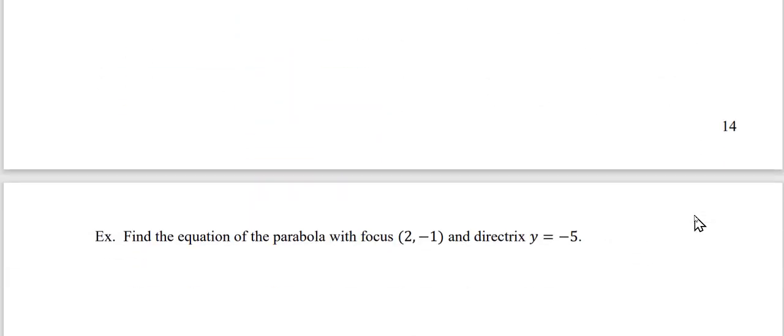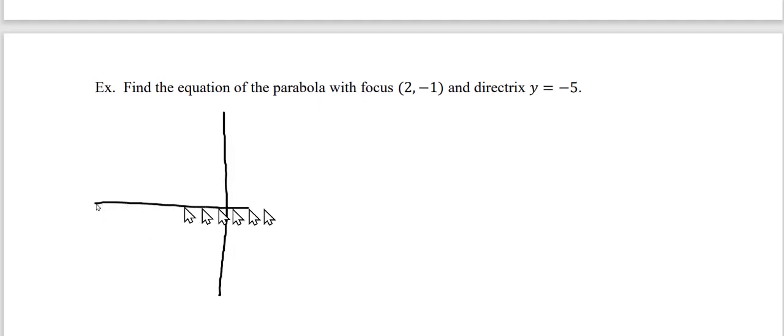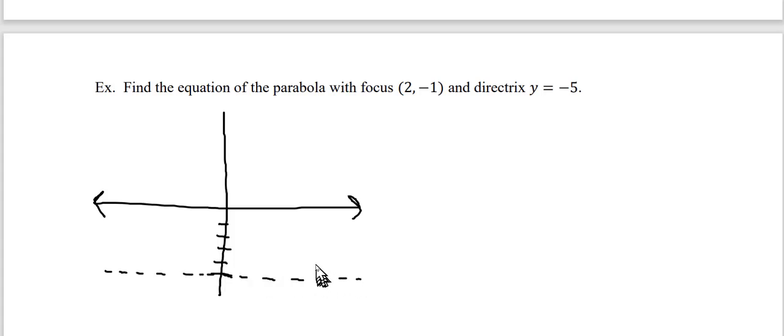All right, we got one more here. Find the equation of the parabola with focus 2, -1, and directrix y equals -5. I like having a picture. Y equals -5 means a horizontal directrix down here. 2, -1 is here. That's my focus.